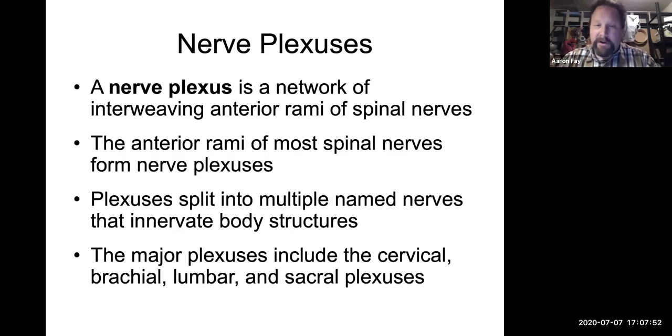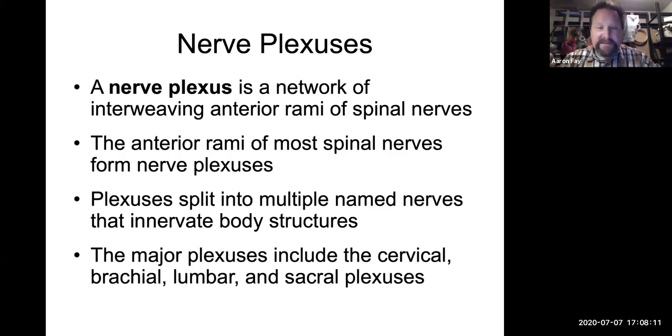The anterior rami of most spinal nerves form plexuses. So forming the plexus is the norm. There are some exceptions, particularly in the thoracic region. So there are no thoracic plexuses. You do get them elsewhere, but I'll show you an example of this.